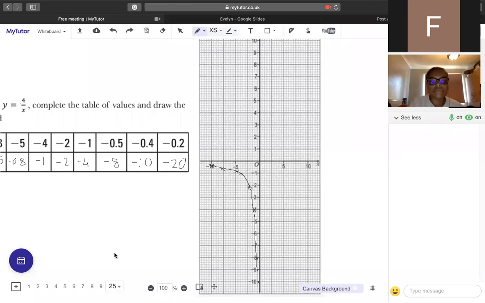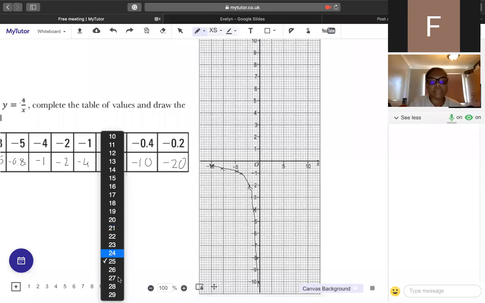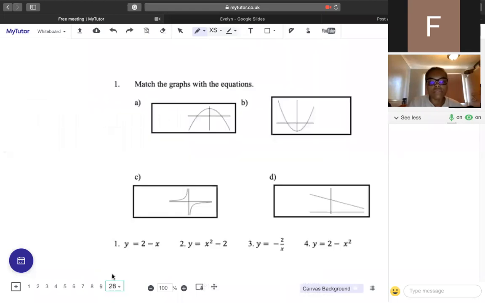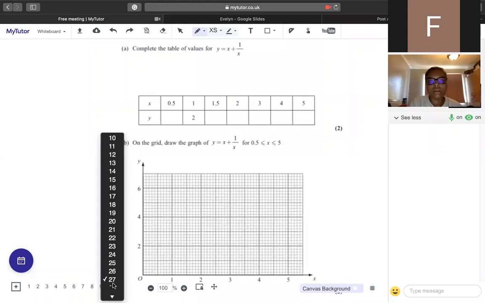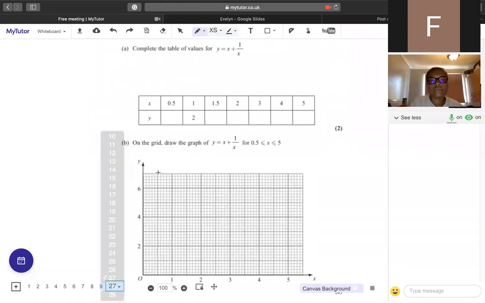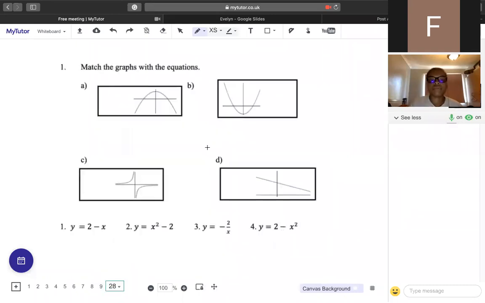And to finish off, because we have a few more minutes left, what we can do is maybe look at some more of the recognizing questions, because those are quite popular, and that's quite likely to come up in your exam as well. So we want to match the graphs with the equations.